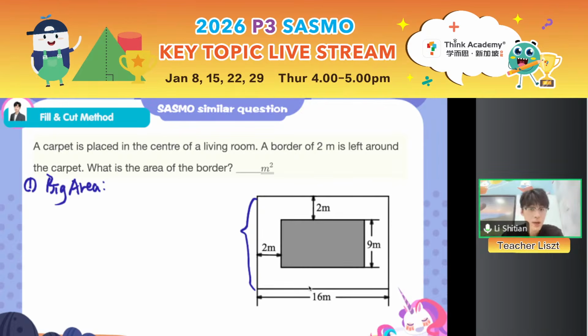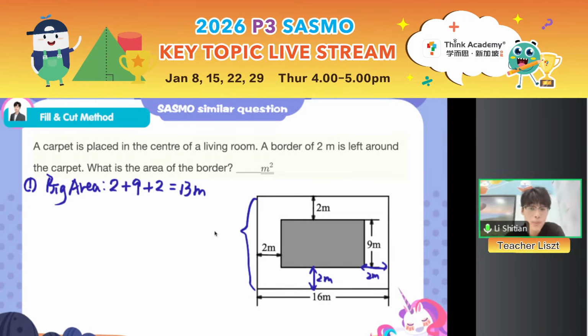Actually, we know how long it is, because the question is saying that a border of 2 meters is left around the carpet, right? So for this one, it is still 2 meters. What about this one? Still 2 meters, right? Okay, so now can you guys find out the breadth of this rectangle? Of course, we only need to use 2 plus 9, then plus 2, which is equal to 13 meters, okay?